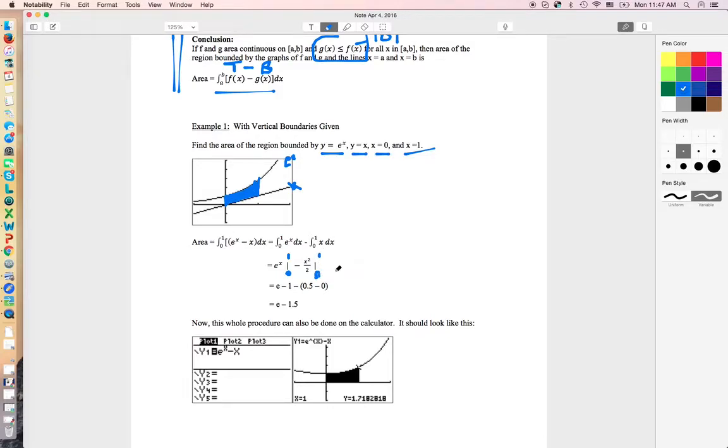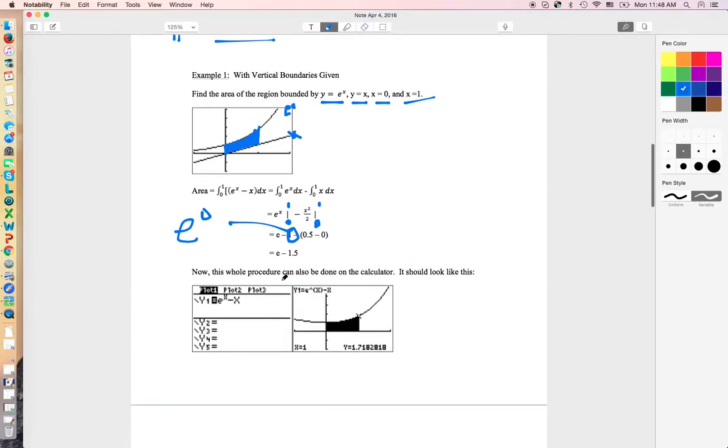I couldn't figure out how to get the computer to do that. And when we plug in, we get e to the 1 minus e to the 0. E to the 0 right here is, of course, 1. And here, when I plug in 1, I get a half. When I plug in 0, I get 0. So if I combine these like terms, minus 1 and minus 0.5, I get e minus 1.5. And e, of course, being 2.71828, that would give me the area under f, above g, between the lines x equals 0 and x equals 1.